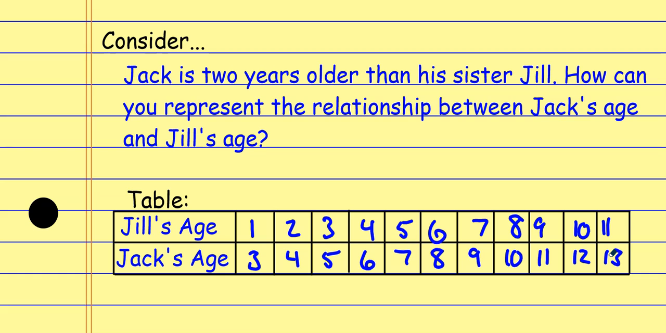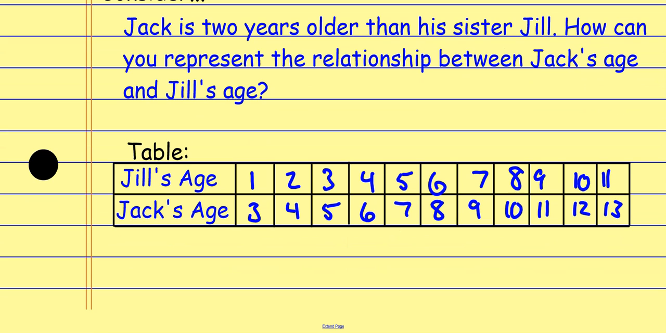And so it ends up looking like this. So we can see that relationship of Jill's age increasing and Jack's age increasing. And we can see that his age is always 2 more than hers. Okay? But then there are other patterns within this that we're going to want to look for. And so the table expresses that relationship of 2 years older, but it shows us other patterns that exist within that relationship.